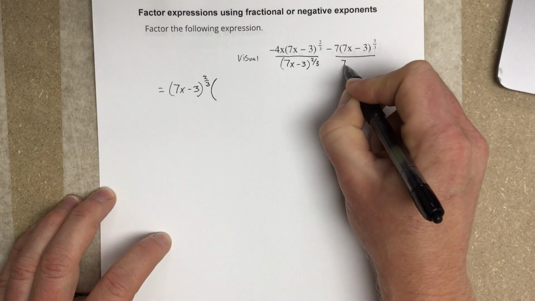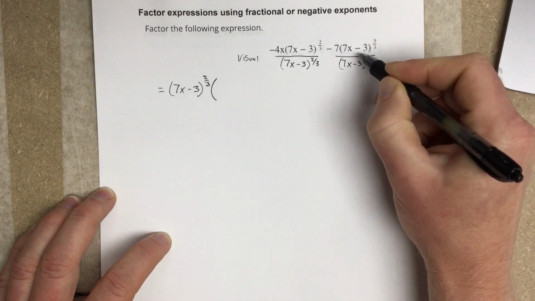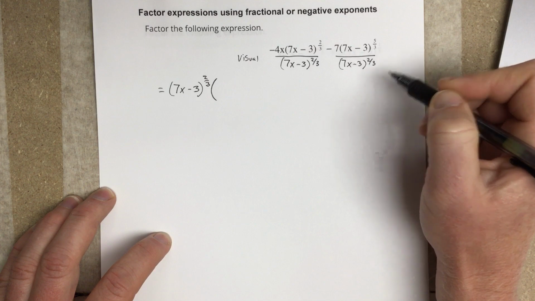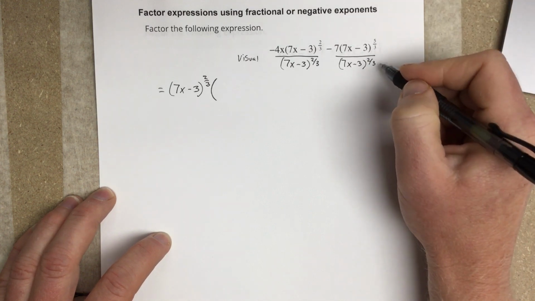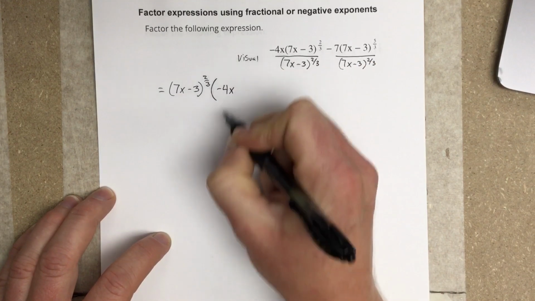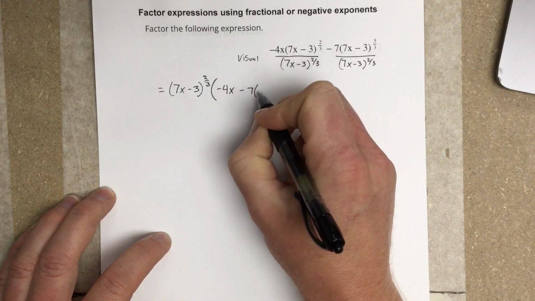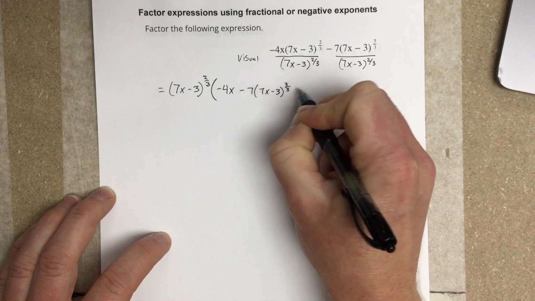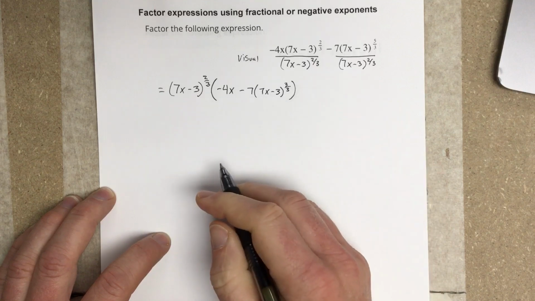And then I do that here, 7x minus 3 to the 2/3. And because I have like bases, I can subtract the powers. So 5/3 minus 2/3 is going to be 3/3. And 3/3 will just be 1. So what I end up with here is negative 4x inside. And then I have minus 7. And then I would have 7x minus 3 to the 3/3 left. Well, that's just 1, so I can kind of ignore that power.